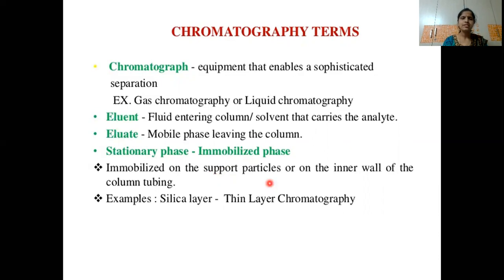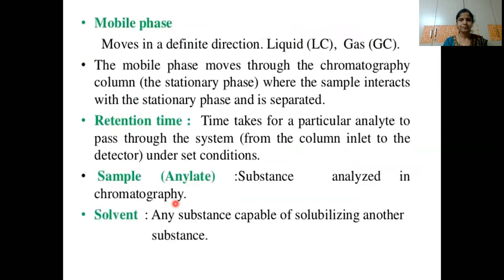You can have the stationary phase as solid or liquid. If it is a solid, you can directly put it in the column, or if it is a liquid, then you have to make it immobilized by supporting it onto separate adsorbents. For example, we can take silica layer. Silica layer is an adsorbent which is used in thin layer chromatography.